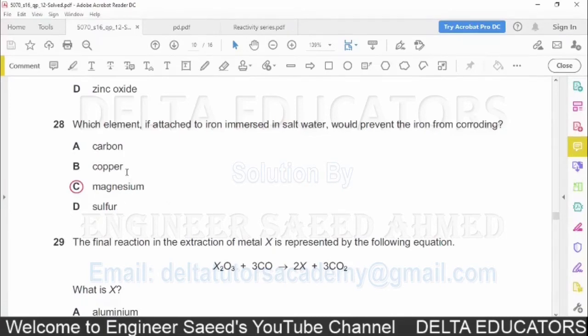Now possible options are copper and magnesium. Copper is less reactive than iron, whereas magnesium is more reactive than iron. So here we have to use magnesium as a sacrificial metal to prevent iron from corrosion. So correct option is option C.